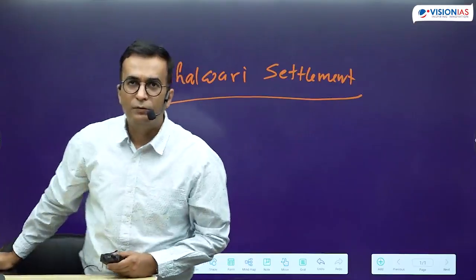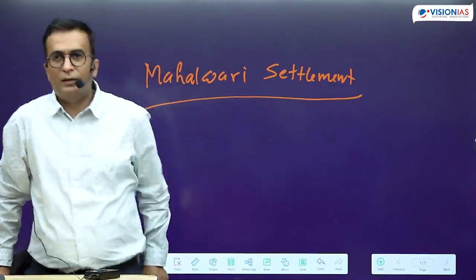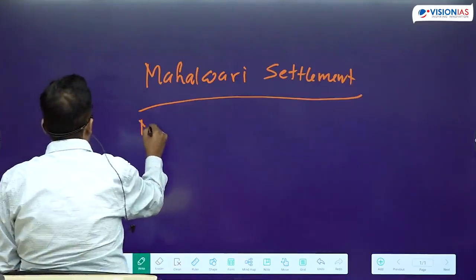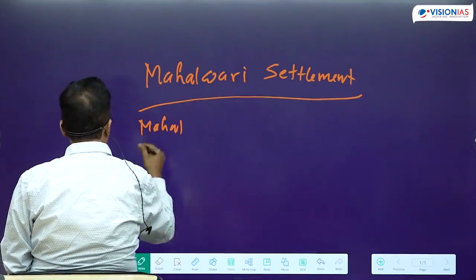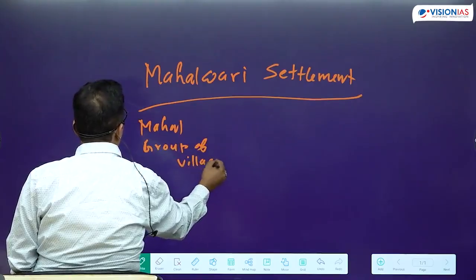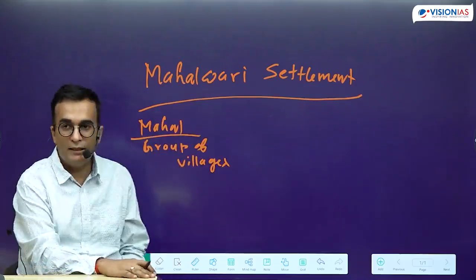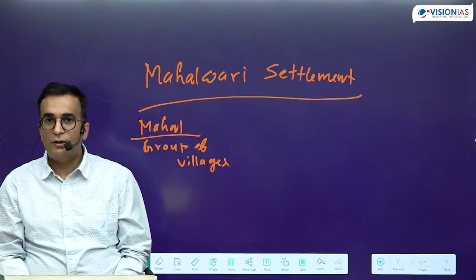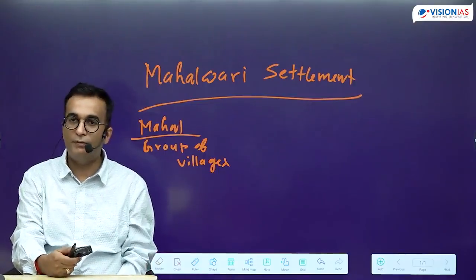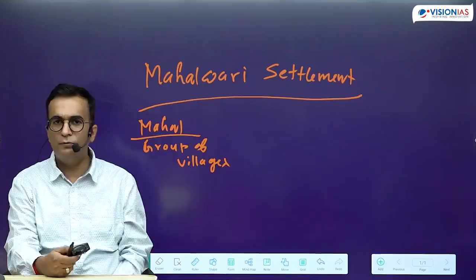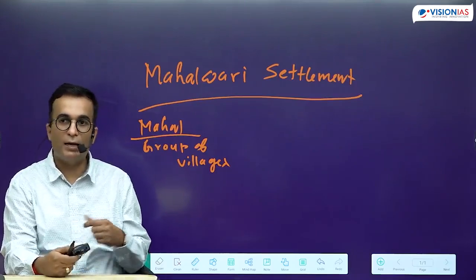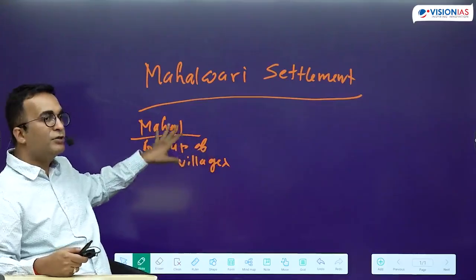So now understand what was this Mahalwari settlement. First of all, it gets its name from the word Mahal, and Mahal was a group of villages. In medieval India, when you read about Akbar's administration, the Mahal division was created by Akbar. Akbar created many subdivisions: province was called Suba, zones were called Sarkar, districts were called Pargana, and blocks were called Mahal. So Mahal is a group of villages or the fiscal unit.